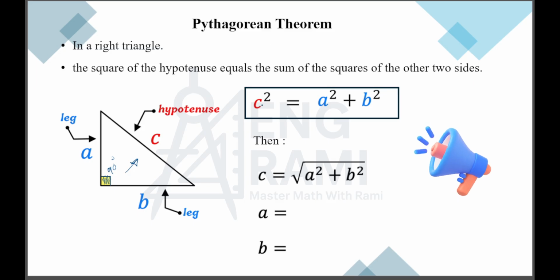The Pythagorean theorem states that C squared equals side A squared plus side B squared. I mean, if you have a triangle and you know two sides, you can find the other one. C equals, we can take the square root of both sides. This will cancel the square. Then C equals the square root of A squared plus B squared.